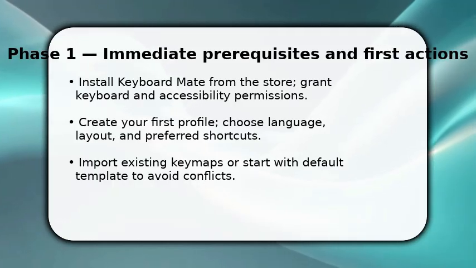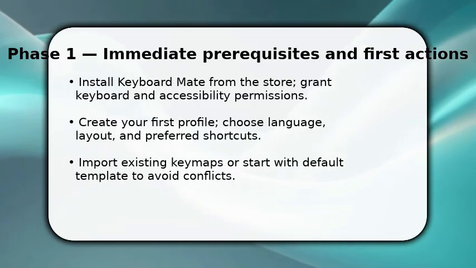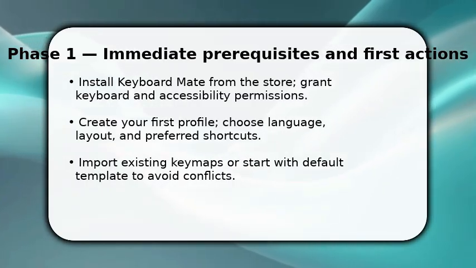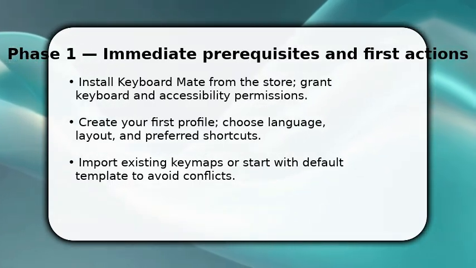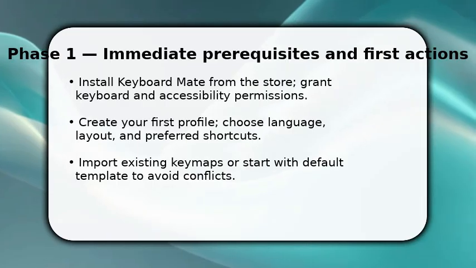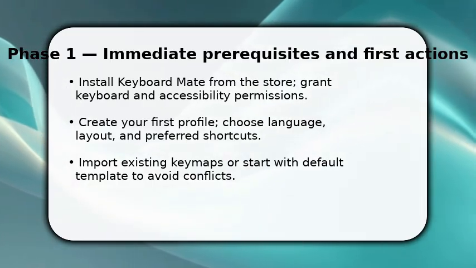You begin by installing Keyboard Mate and granting the keyboard and accessibility permissions. This lets the app intercept keys reliably. Next, create a new profile. Pick language, layout, and a basic shortcut set so you have a working baseline.